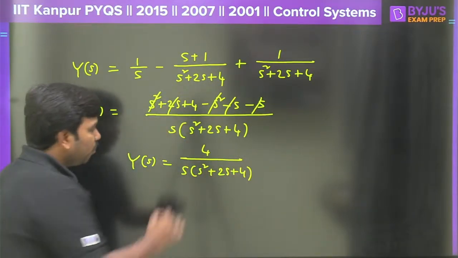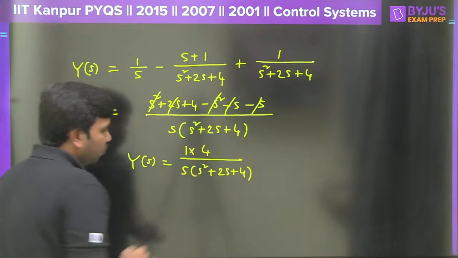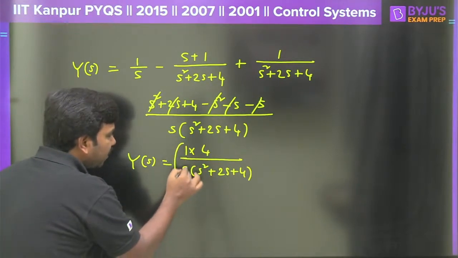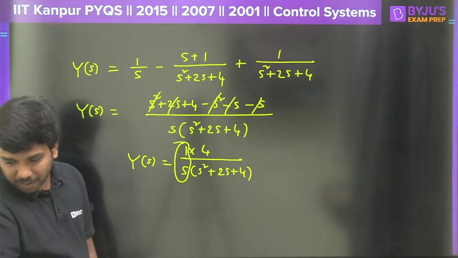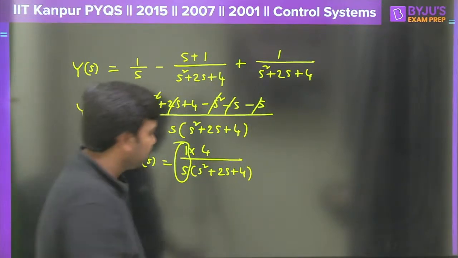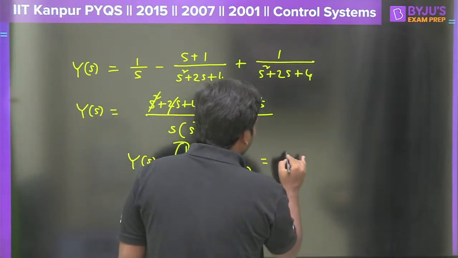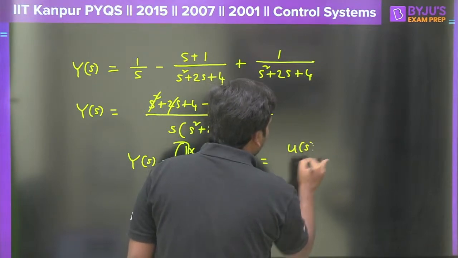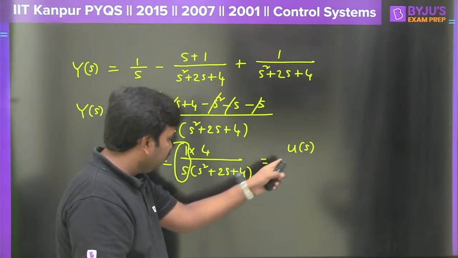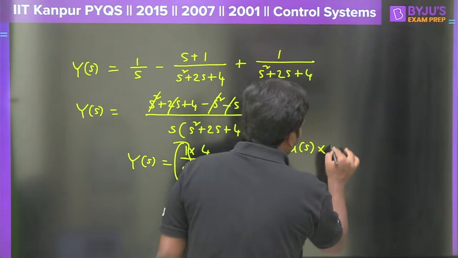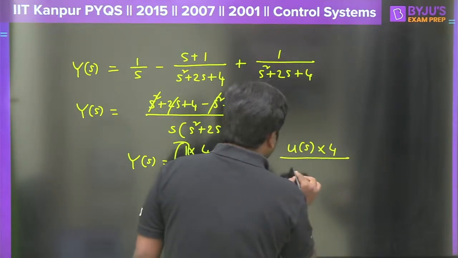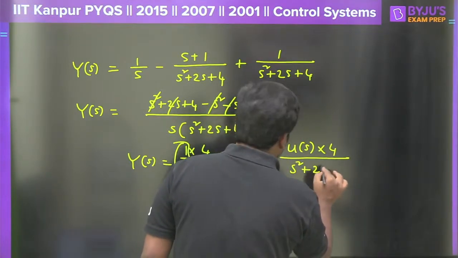So now the most important thing is this can be written as 1 into 4. And this 1 by s, what is this 1 by s? Right, option D, very good, excellent, right? So 1 by s is going to be considered as u of s, correct? That is in fact the input, right? Into 4 divided by s square plus 2s plus 4.